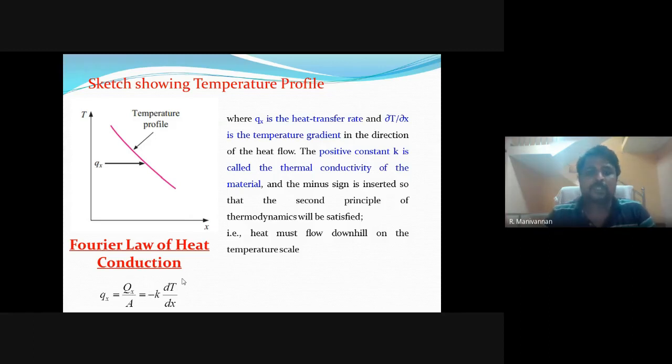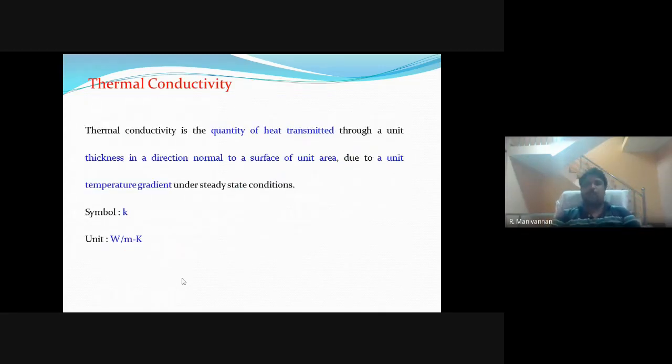Now what is k? This k is nothing but the thermal conductivity. Now let us see how it is defined. Thermal conductivity, what is that? It is the ability of the material to conduct heat, and its symbol is k. You can also say that the thermal conductivity is the quantity of heat transmitted through a unit thickness in a direction normal to a surface of unit area due to a unit temperature gradient under steady state conditions.